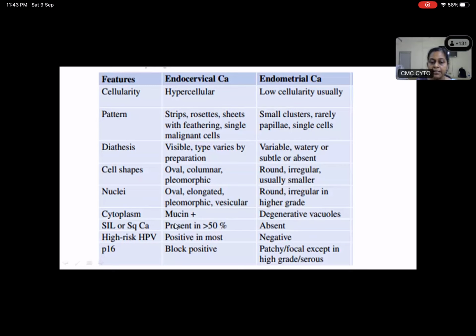Associated squamous lesion will be present usually in endocervical, not seen in endometrial, again because endocervical ones are HPV dependent tumors. High risk HPV is positive and most negative. P16 because of the HPV positivity will be block positive, which can be done on cell blocks prepared from the LBC sample. So the remaining LBC sample can even be converted into a cell block and P16 can be done. It will be block positive in endocervicals and maybe patchy positive in endometrials.